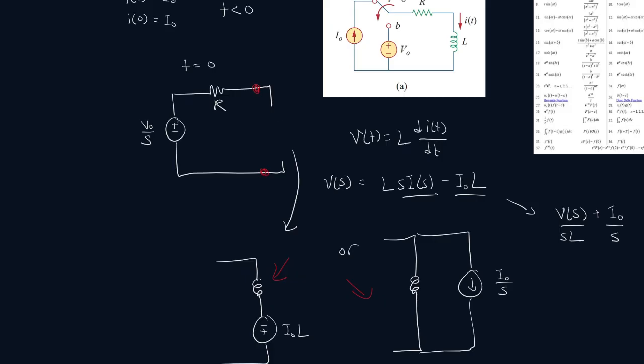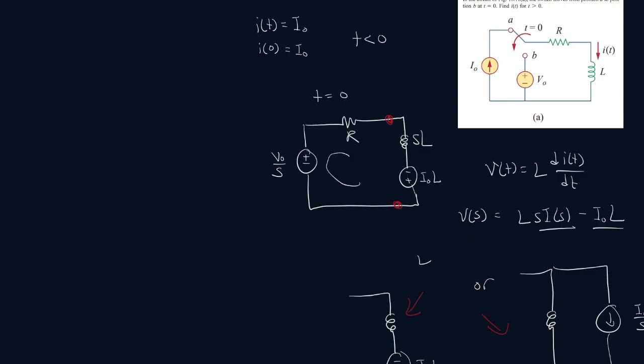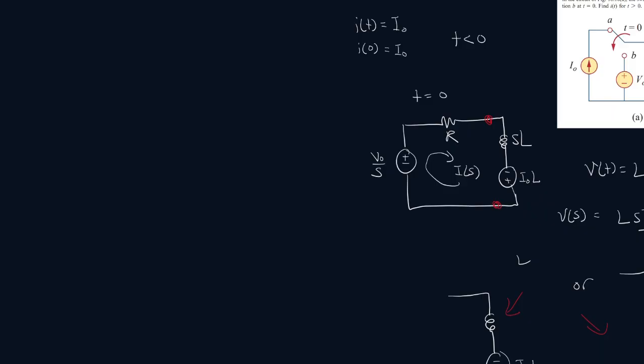So what we'll do is include this and then include a voltage source. It's going to be IOL, and the inductor here is just going to be SL. Okay, so now we can just do a quick mesh. Let's call this mesh I of S. So I of S enters from the negative port of VO of S plus I R. I'm going to call I of S just I, plus ISL minus IOL.